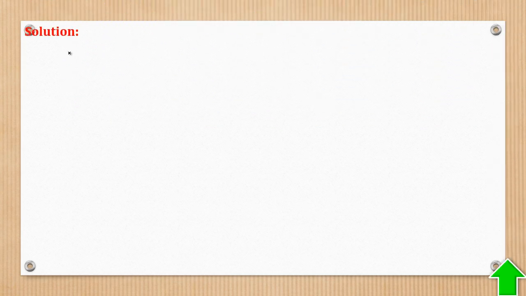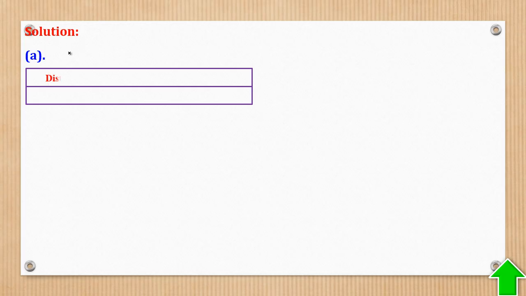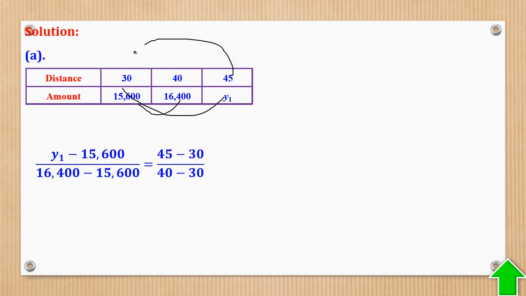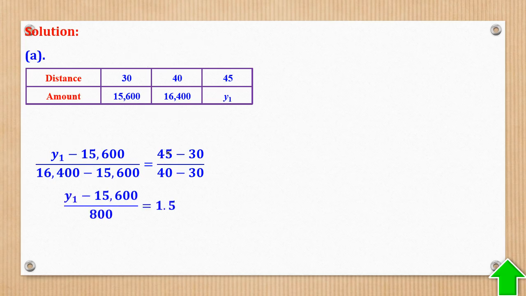So you tabulate the necessary values: 30, 40, and the 45 which they want. Then we shall use linear extrapolation, where we shall say this minus this over this minus this is equal to this minus this over this minus this, to give you this step. Then we simplify, make y the subject, and that will be the answer they wanted.